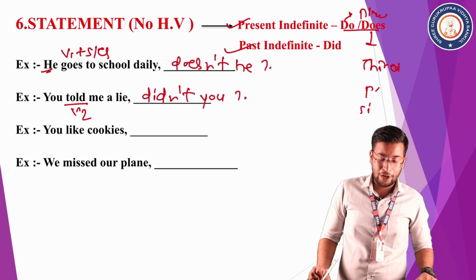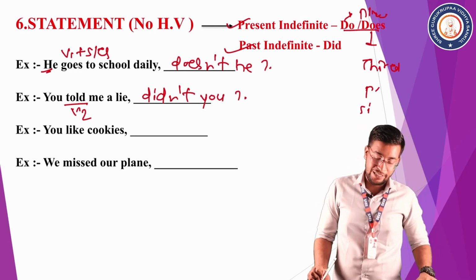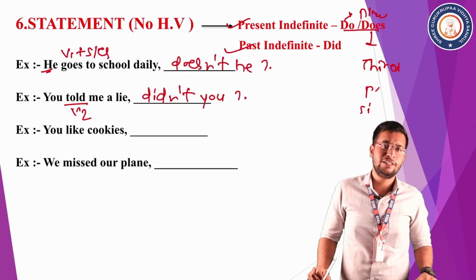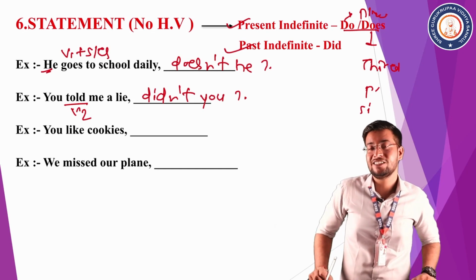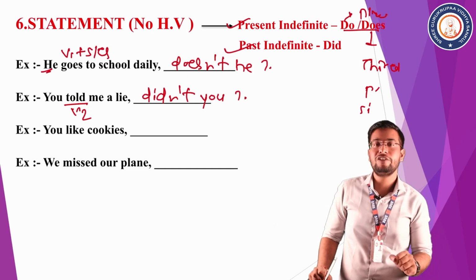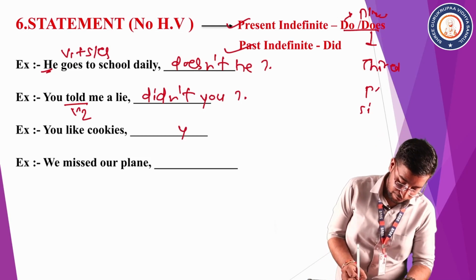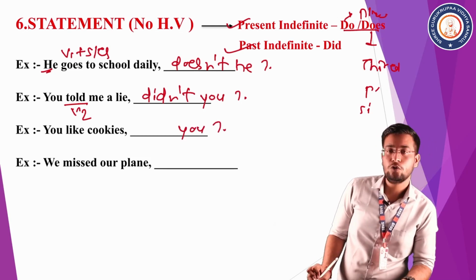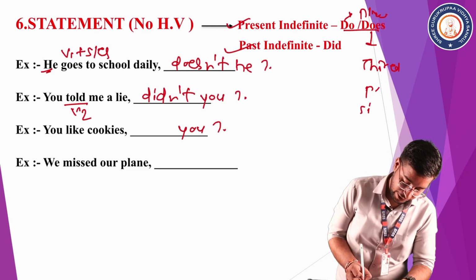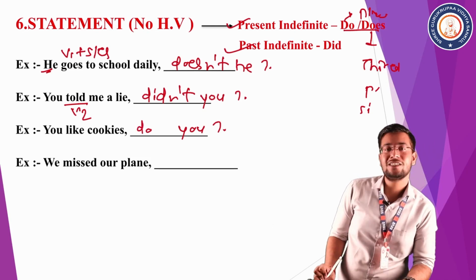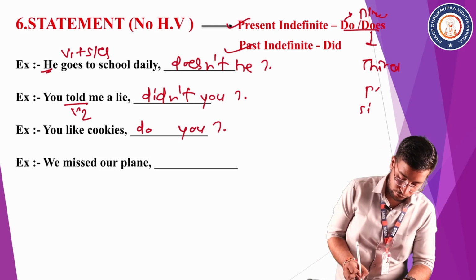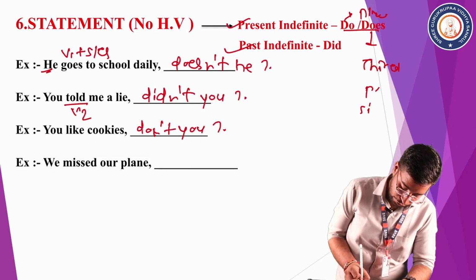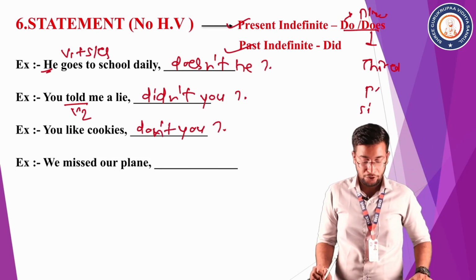Third example: you like cookies. Now tell me, is it present indefinite or past indefinite? Yes, this is an example of present indefinite. So we will use a helping verb. Our subject will become you, and with you we know we use do. So it will become do, but as it is an affirmative sentence, it will become negative. So we will use don't you.